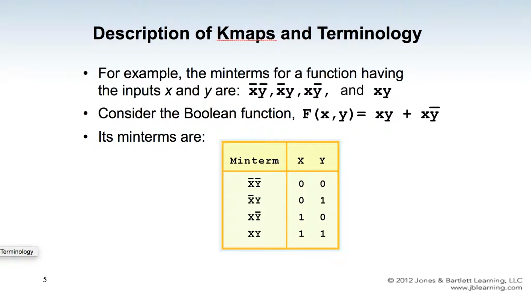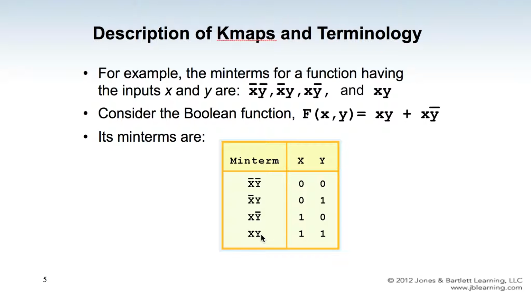Here's an example. The minterms for a function having inputs x and y are x'y', x'y, xy', and xy. So basically, for the two input variables x and y, we will have four minterms. Consider the Boolean function f of x and y equal to xy. Because it has the two variables x and y, the minterms are four, represented by x'y', x'y, xy', and xy.